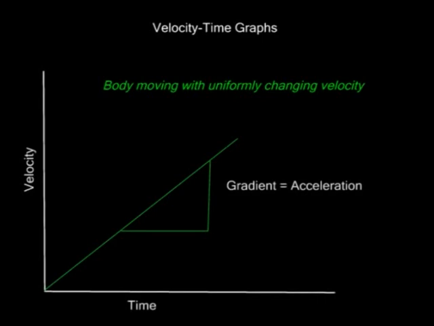Velocity time graphs. Now, the velocity time graph for a body moving with uniformly changing velocity is a straight line. The gradient of velocity time graph gives acceleration. In this case, the acceleration is uniform.